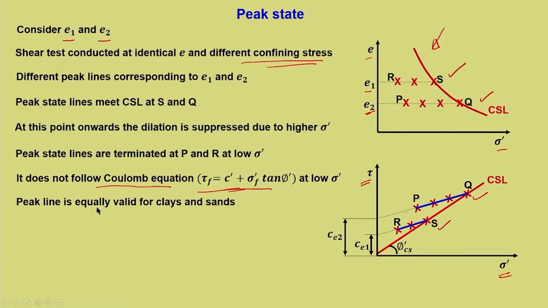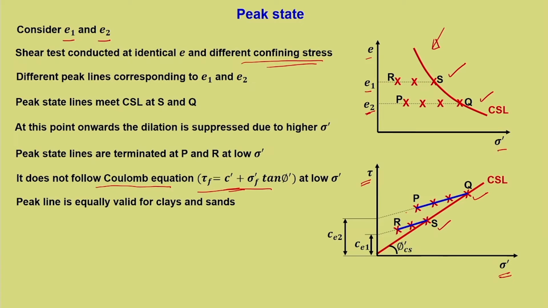Peak line is equally valid for clays and sands. This also we know, because when we say clays, we talk in terms of over consolidated or normally consolidated, and if it is over consolidated, we say that there will be dilation, there will be a peak, and there will be c dash associated. And in the case of sand, we say that for dense condition, it will exhibit a peak friction angle.